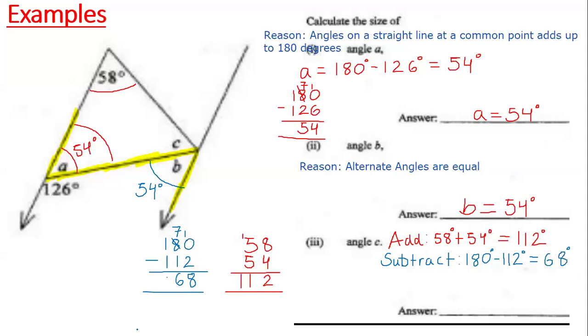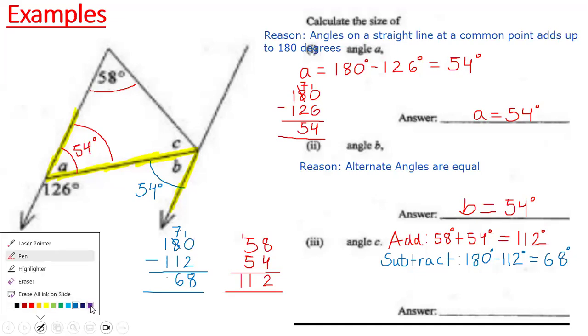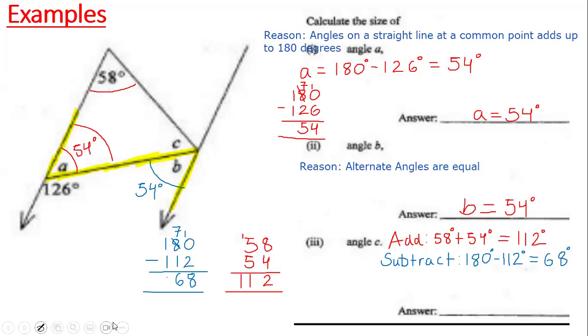And so again, C is equal to, let me put it in red, C is equal to 68 degrees. And the reason is because angles in a triangle add up to 180 degrees. Very good.